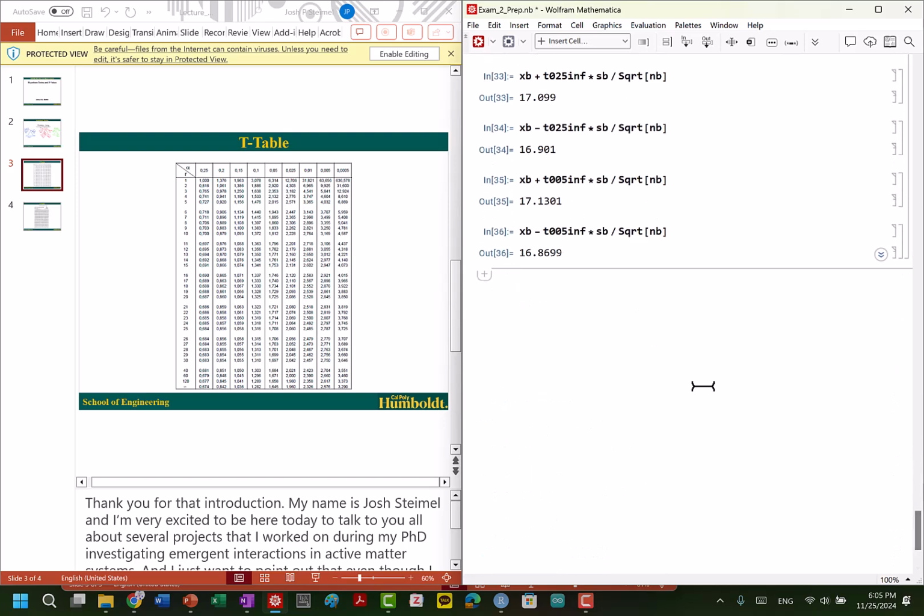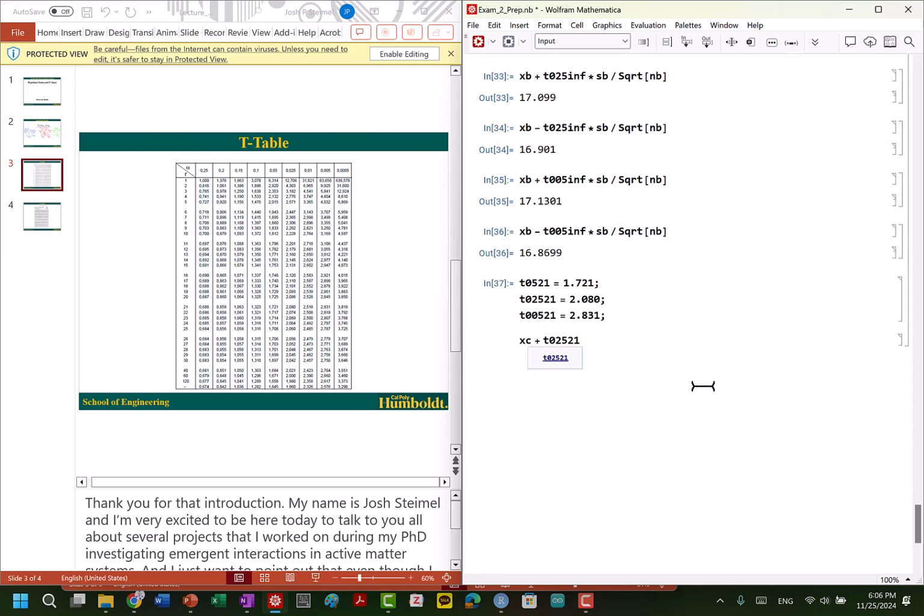Great, and then finally, we have 21. So T05, 21, that's going to be equal to 1.721. T025, 21 equals 2.080, and then T005, 21 equals 2.831. Great. X of C plus T025 11 or 21. Be careful.